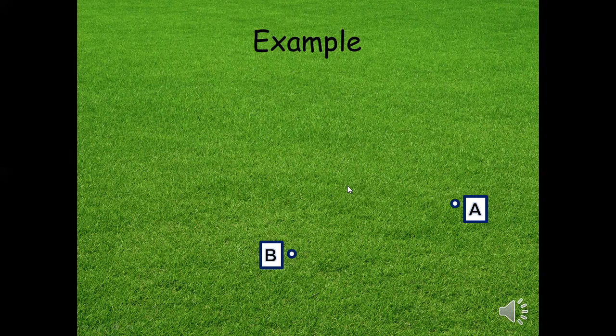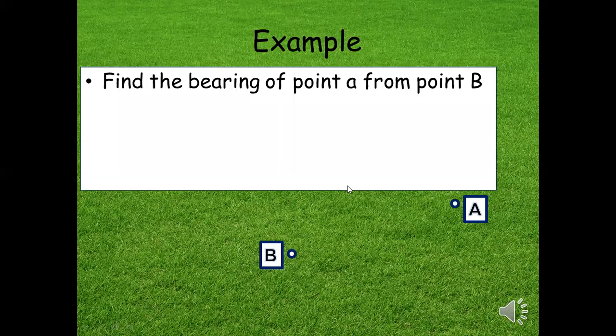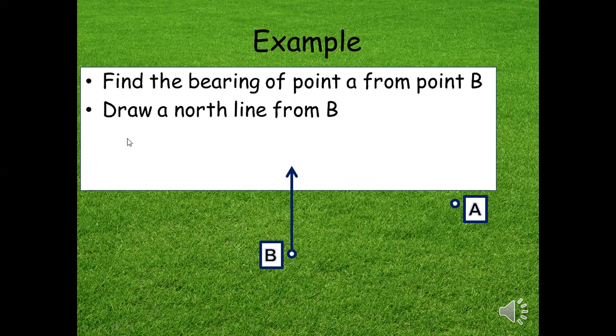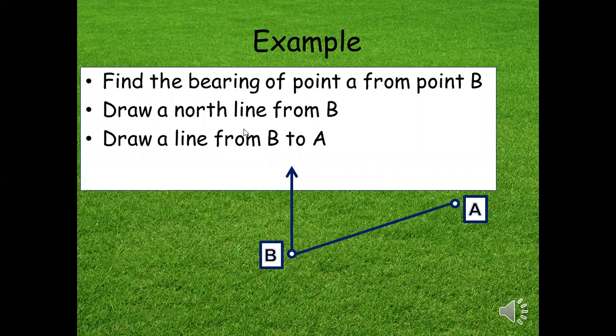Okay, let's see this example. A and B. Find the bearing of point A from point B. What do you think we're going to do here? We're going to take north from B or from A? From B. So we are going to draw a north line from B. This is the first step. I'm going to join B and A, and then the bearing I'm going to take is always clockwise. So I'm going to measure the angle, which is going to be 85.